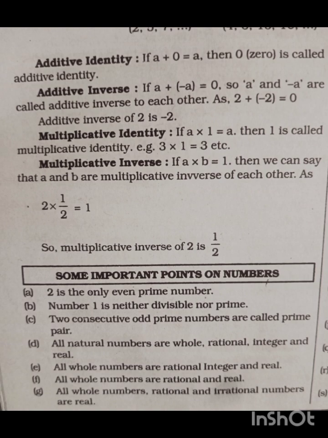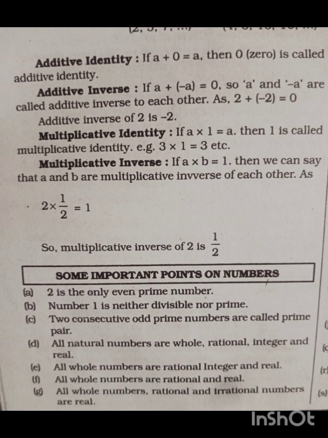Some important points of numbers. Here we learn some important points on numbers. First, 2 is the only even prime number. Second, number 1 is neither composite nor prime. Third, two consecutive odd prime numbers are called a prime pair. Fourth, all natural numbers are whole numbers, rational numbers, integers, and real numbers. Fifth, all whole numbers are rational, integers, and real.